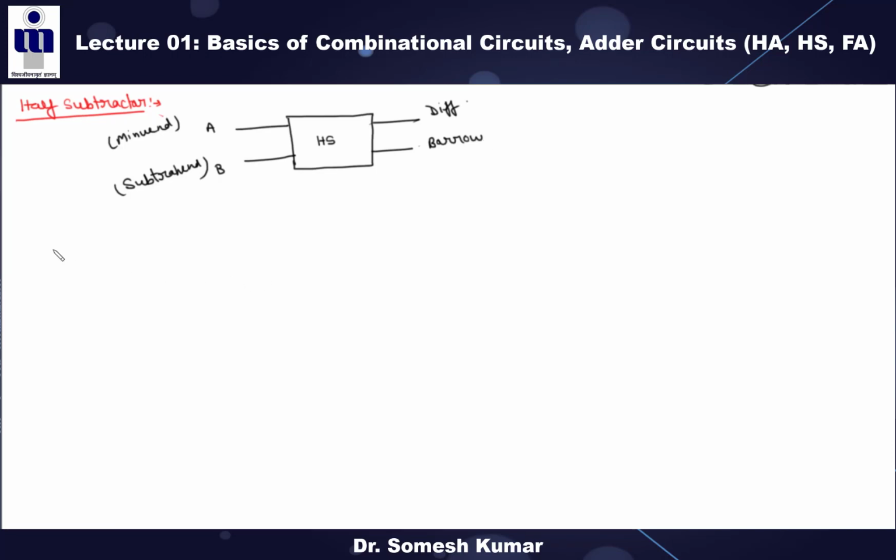Now the second step to design the half subtractor is to construct the truth table. How can we construct the truth table? By writing the inputs and the outputs. This is your difference, which is basically A minus B, and this is your borrow. There are two inputs, so the possible combinations are 4.